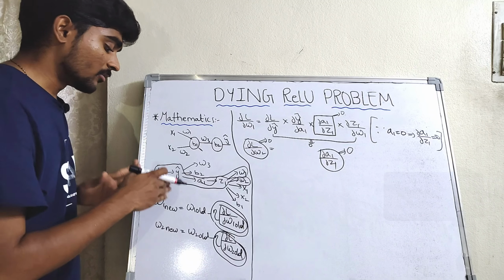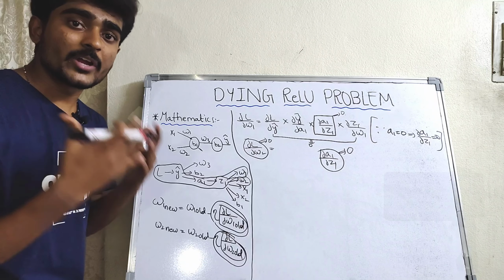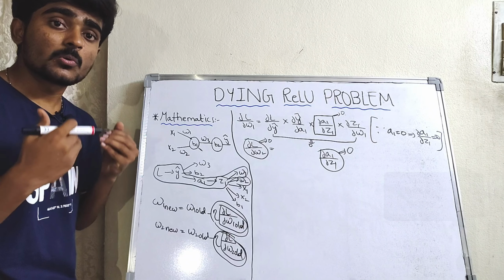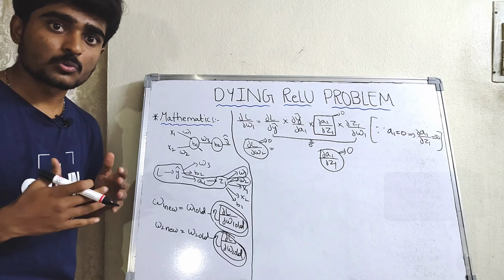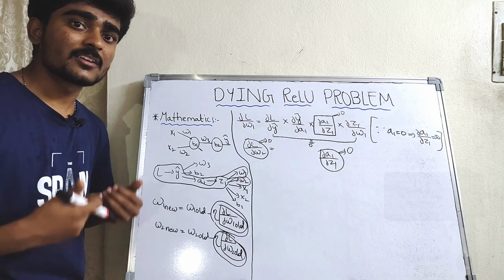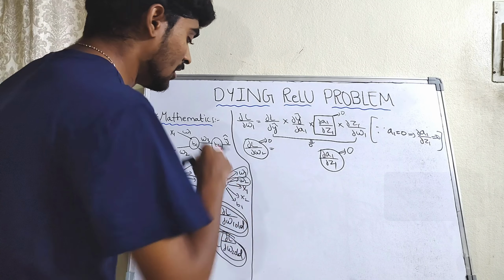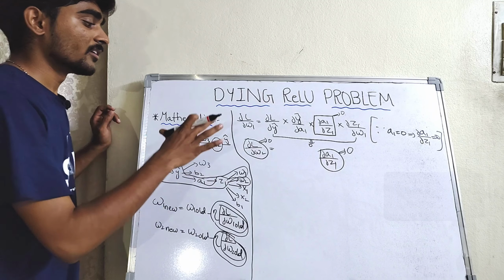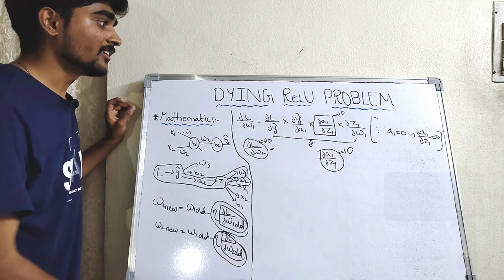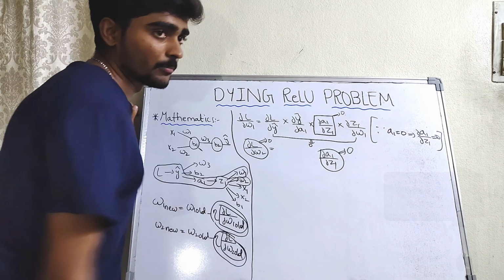Now when my new weight values are equal to old weight values, then no weight is being updated. When no weight is being updated, there is no training process involved. When there is no training, there is no proper prediction. This is how the gradient value becomes 0, and due to this gradient value being 0, we'll be facing the dying ReLU problem.